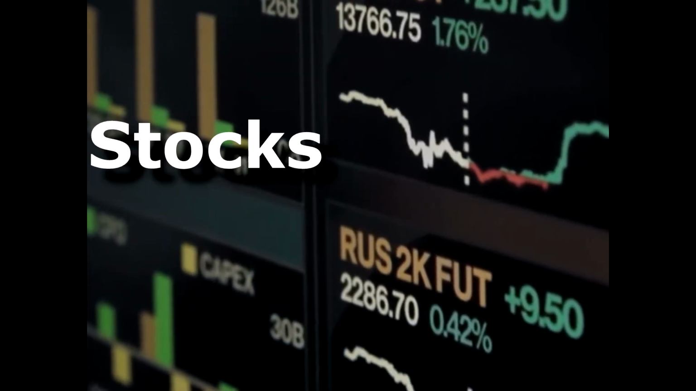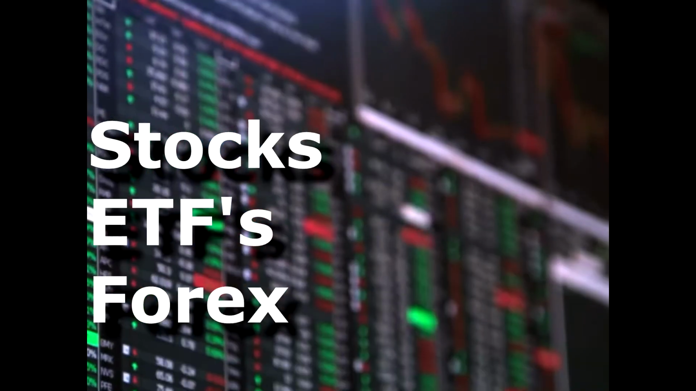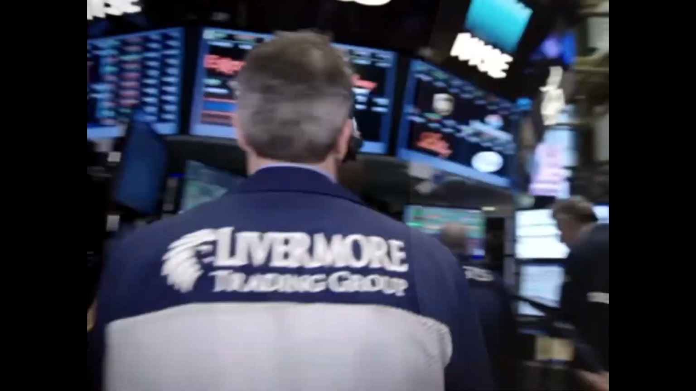Whether you trade stocks, ETFs or currencies, every trader needs a plan that tells you when to enter and exit a trade to make a profit.